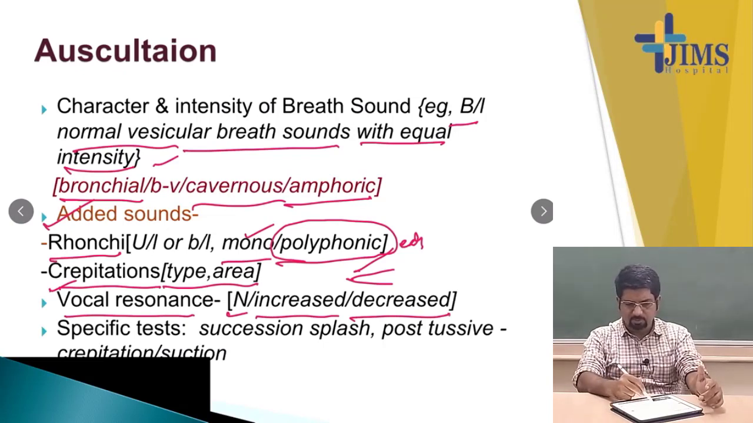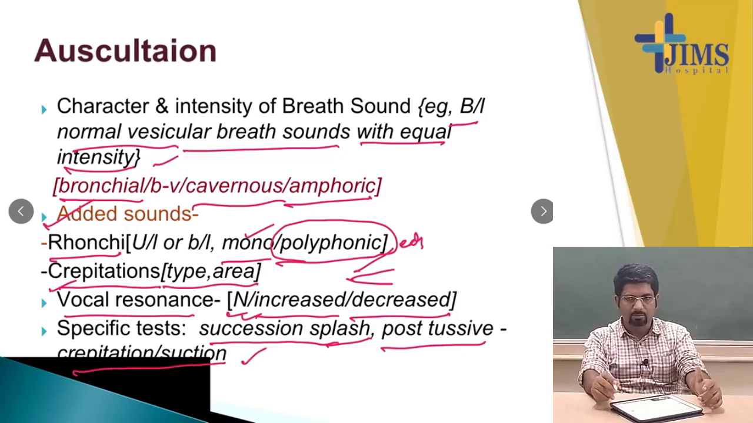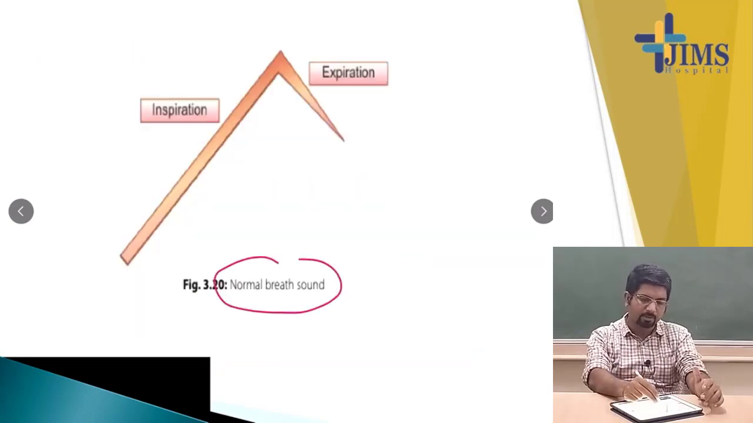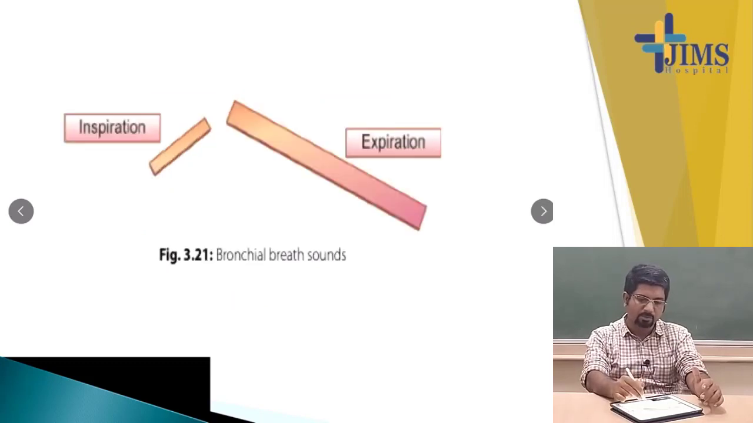There are some specific tests we usually do not do in all cases, but in case of sarcoidosis, hydropneumothorax and post-tussive crepitation, when we see any cavity or there is any amphoric breath sound or cavernous breath sound. This is the normal breath sound: there is no gap between inspiration and expiration. But in case of the bronchial breath sound, the expiratory phase is prolonged, and there is a gap between the inspiratory and expiratory phase.